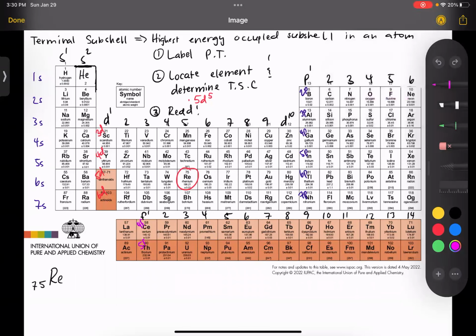I start with the first period. And as I complete each period, I'm just going to increment down a period. So for the first two electrons, they go in the 1s orbital. So it's 1s2. And now I increment down to the second period because my first period is done. It goes 2s2, 2p6.